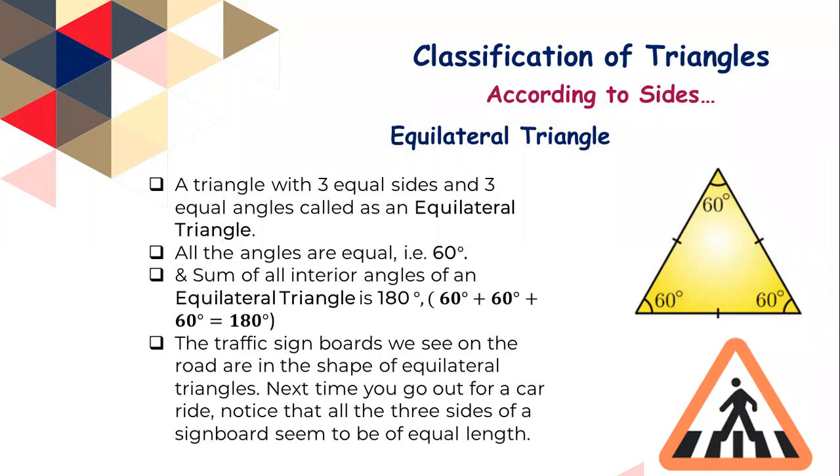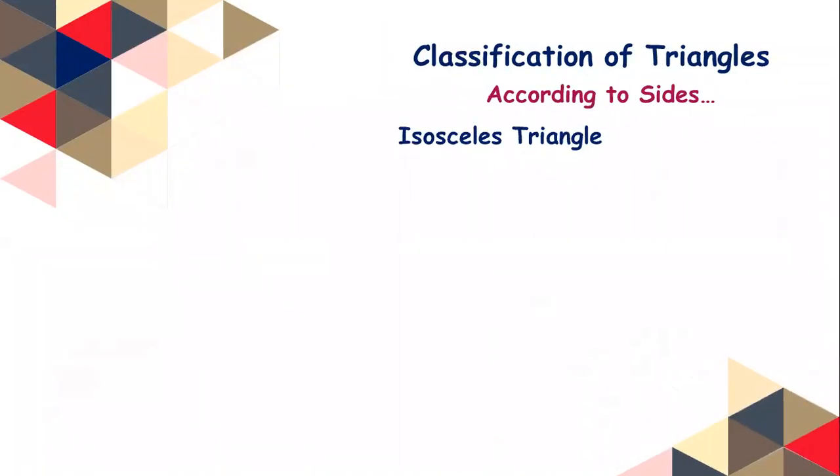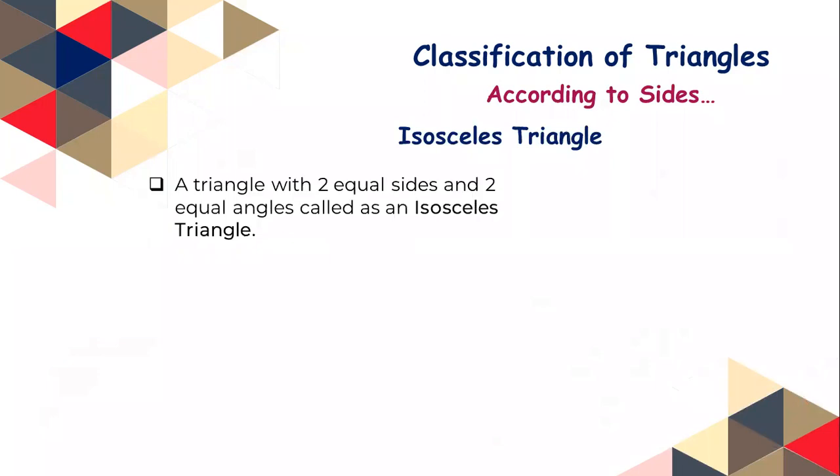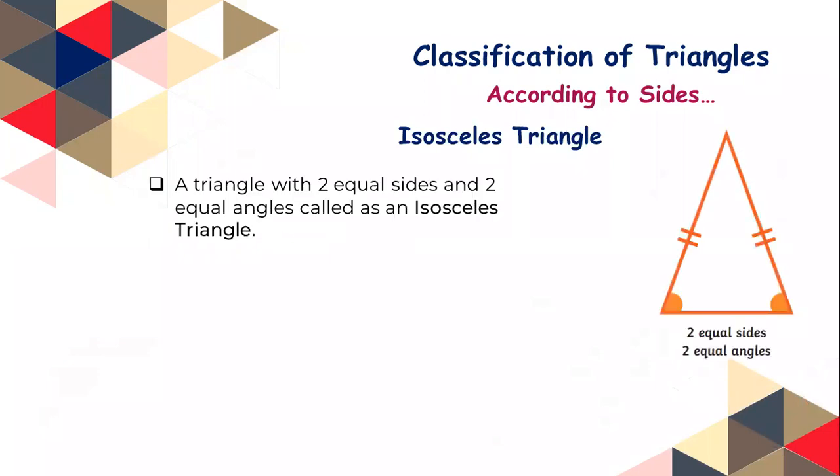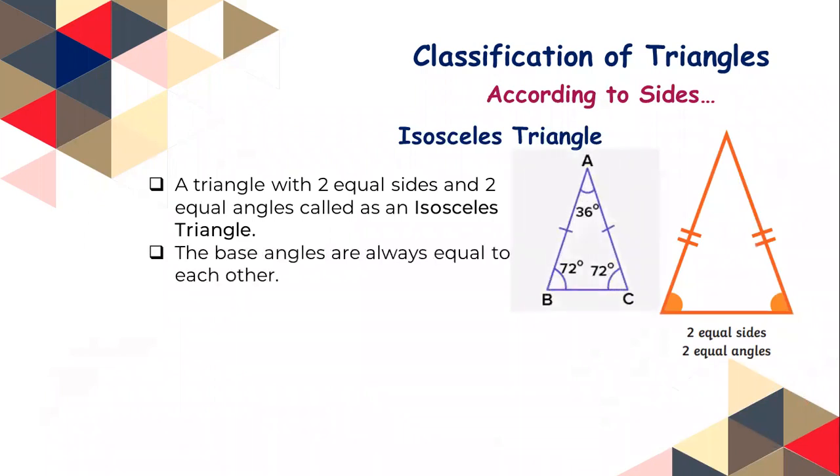So let's move forward. Here it's isosceles triangle, second type of triangle according to sides. A triangle with 2 equal sides and 2 equal angles is called an isosceles triangle. ऐसा triangle जिसकी 2 equal sides and 2 equal angles हो called as an isosceles triangle. But remember one thing, जो angles equal होने हैं यहाँ पे, that angle is called base angle. So the base angles are always equal to each other.